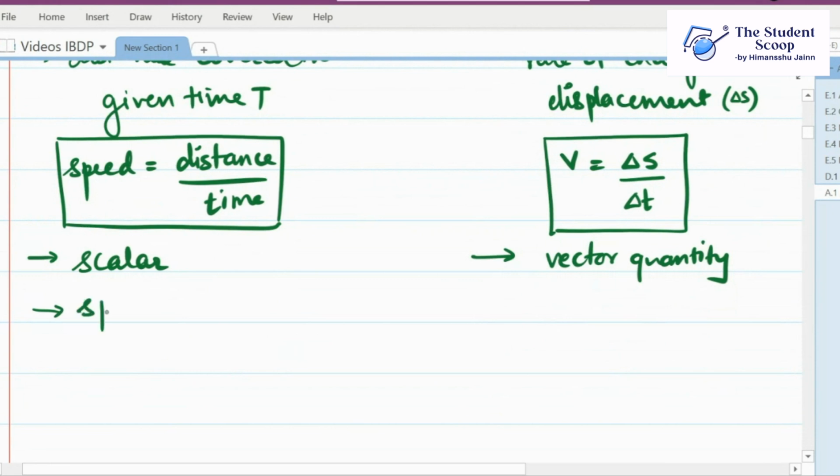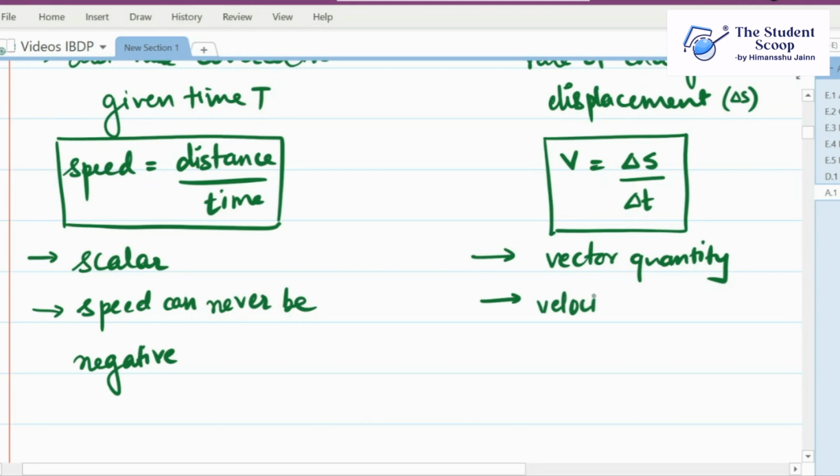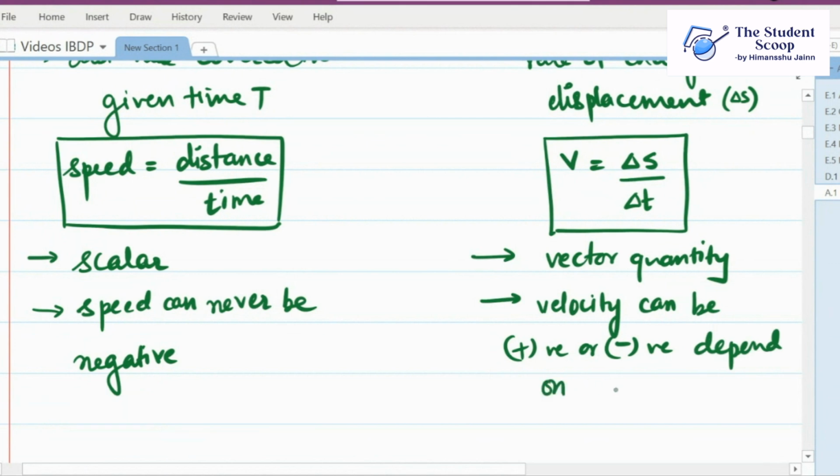Now speed can never be negative, like distance can never be negative. But velocity can be positive or negative depending on the direction of motion. So usually when the object is moving to the right or upwards, I take positive velocities, and if the object is moving to the left or downwards, I take the velocity to be negative. So it depends on the direction of motion.